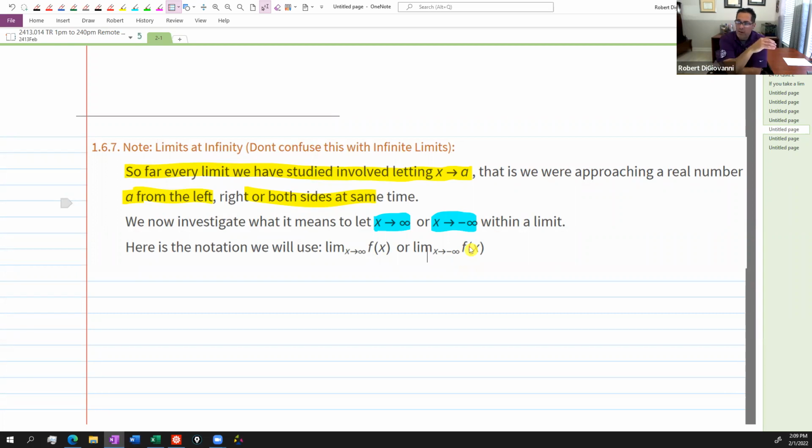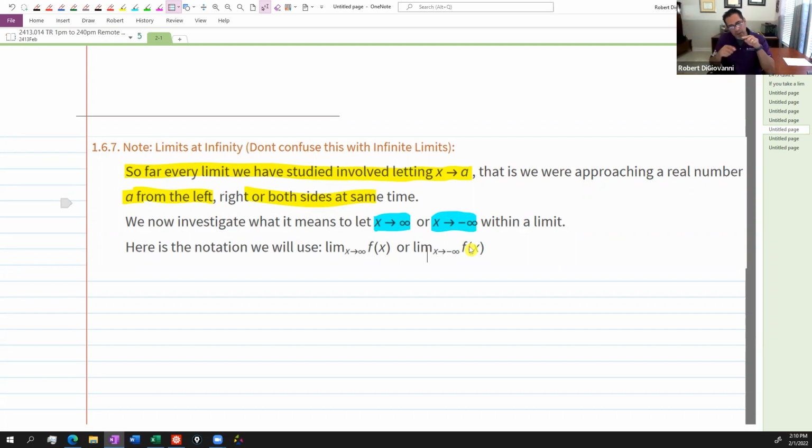I taught my daughter, when she was young enough to understand just basic ideas of life, about infinity, and I told her infinity is not a number. Infinity is not a number, right? A lot of people think infinity is like the biggest number. It's not, it's an idea. Infinity is a concept. It's the idea of something growing without bound, okay?